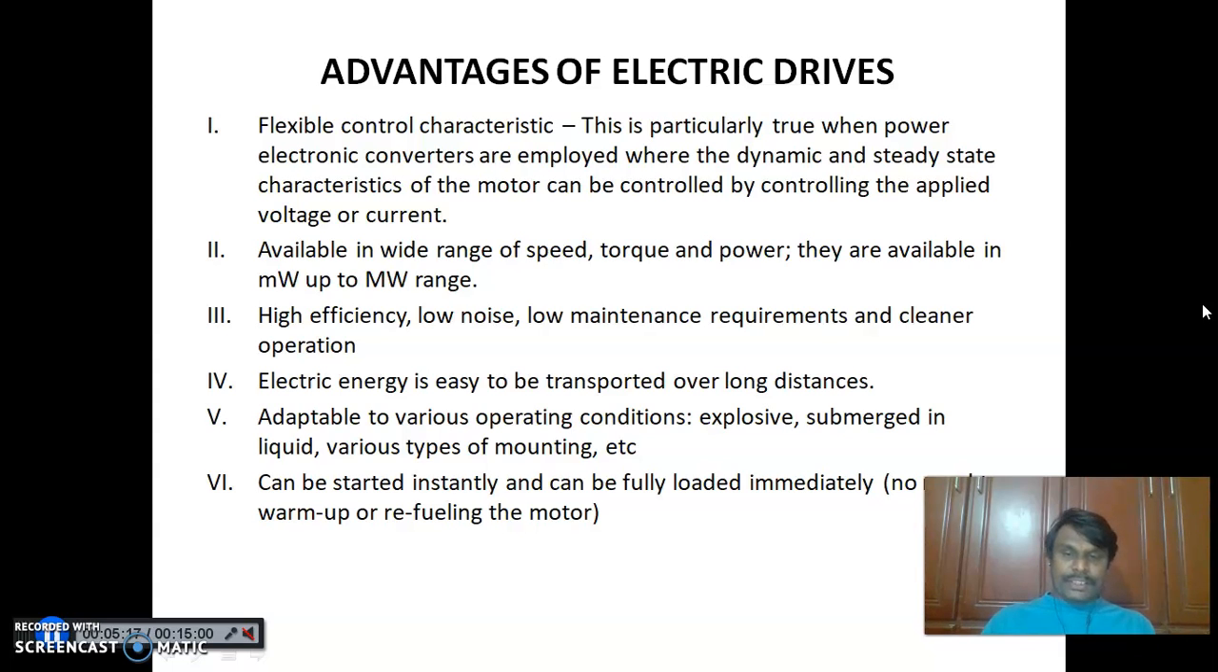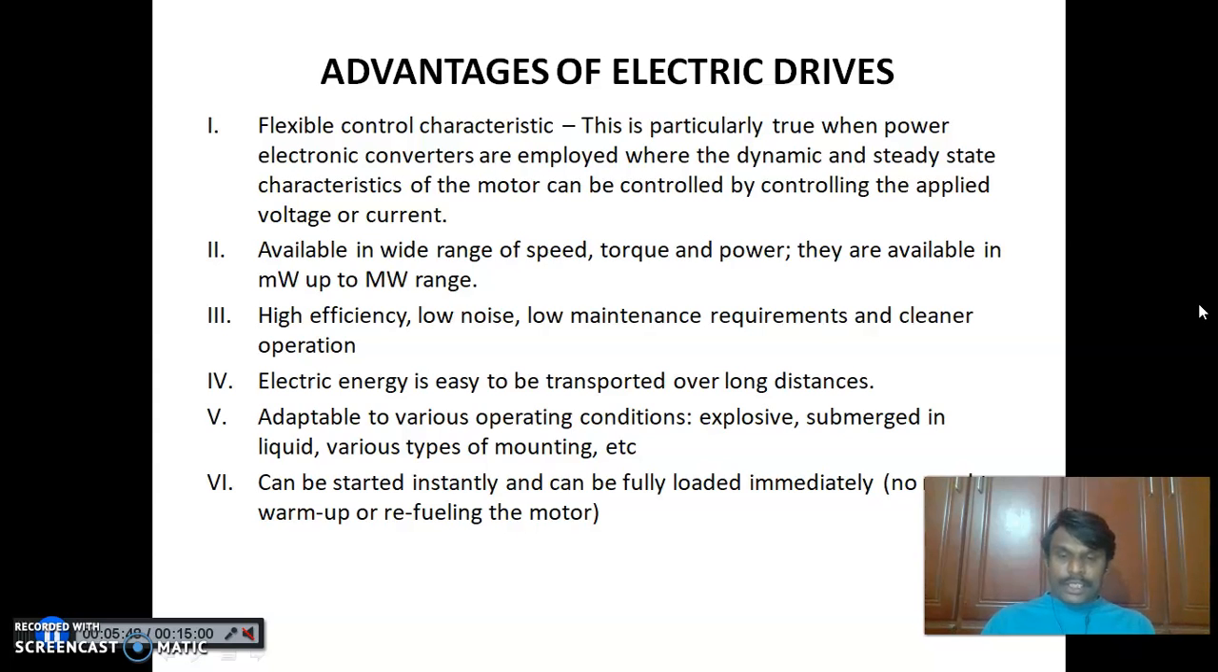High efficiency, low noise, low maintenance requirement, and clean operation. And electric energy can easily be transported over long distances. So you can easily transport the power over long distances by using electrical energy. And the main advantage of the electrical drive is that it adapts to various operating conditions.